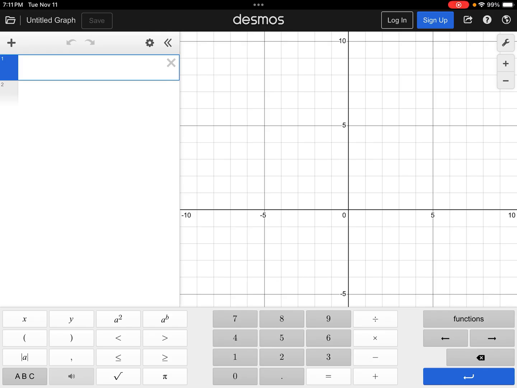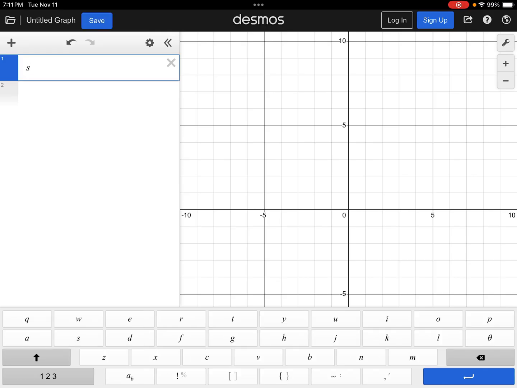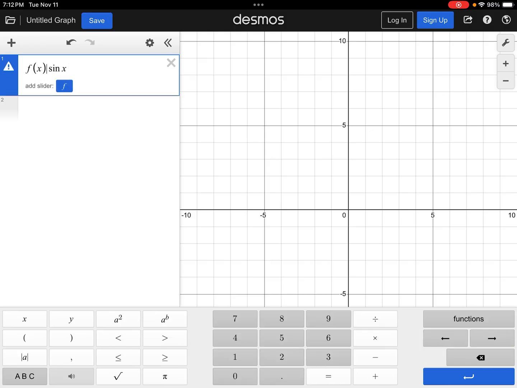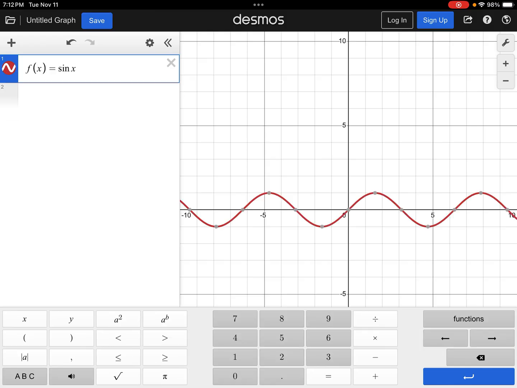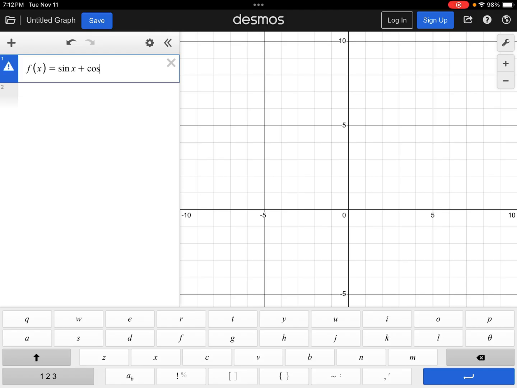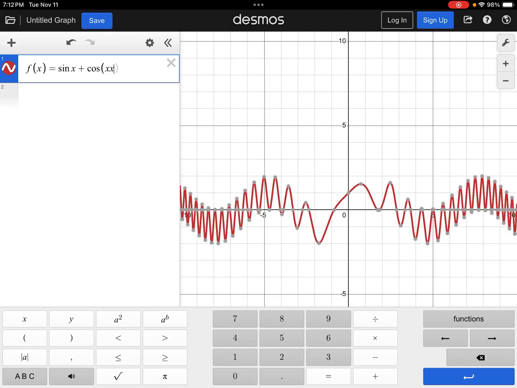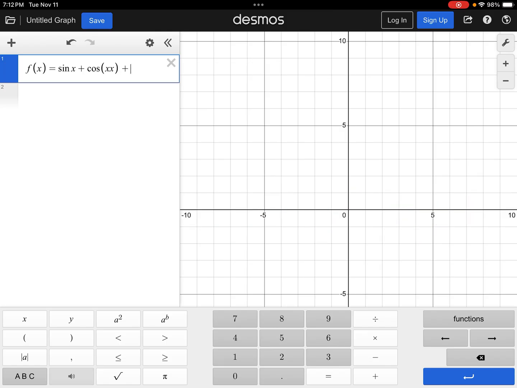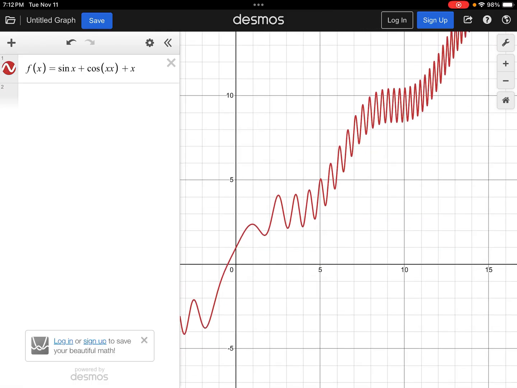All right, so we got sine of x. I should probably give this a title. So we're going to call this f of x. So f of x is equal to sine of x plus cosine squared of x, cosine of x squared, and then plus x. Wowzers, what a crazy function.